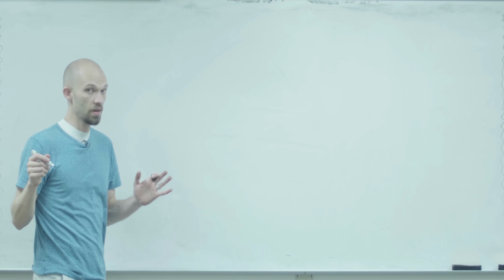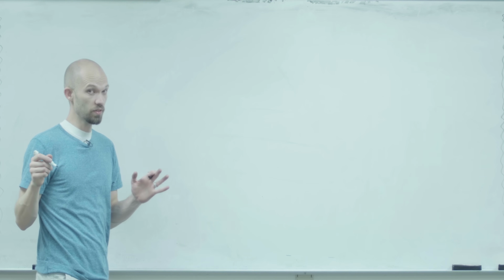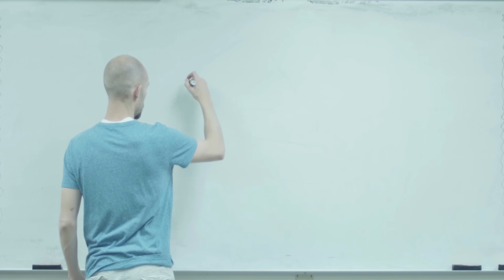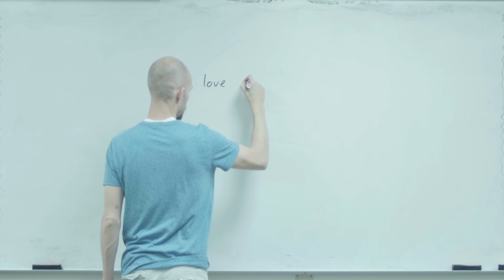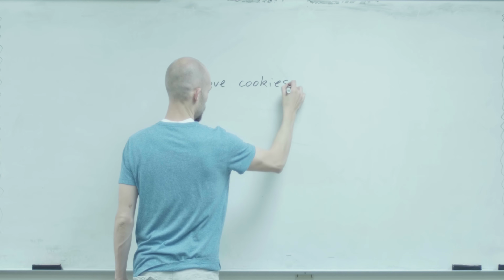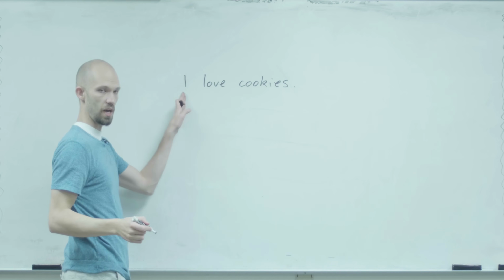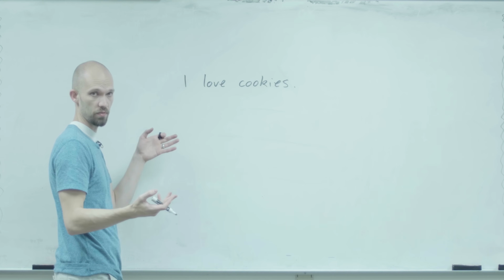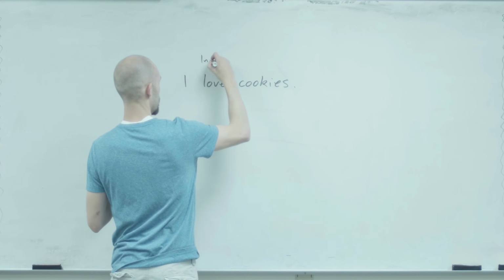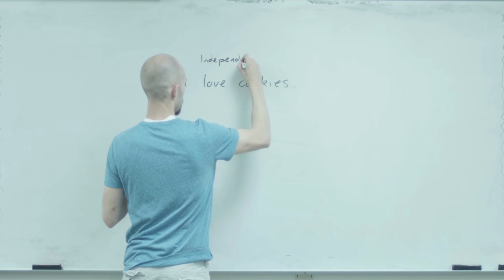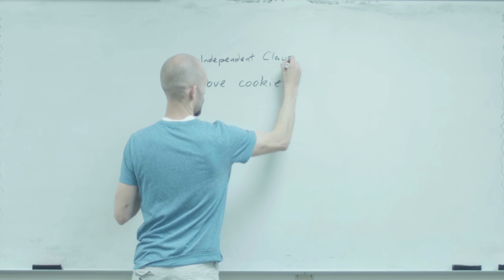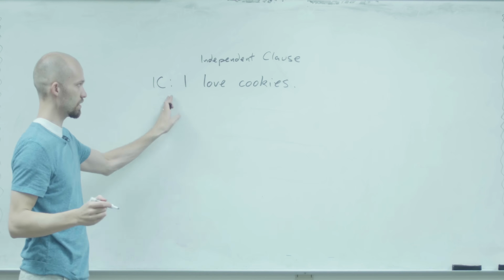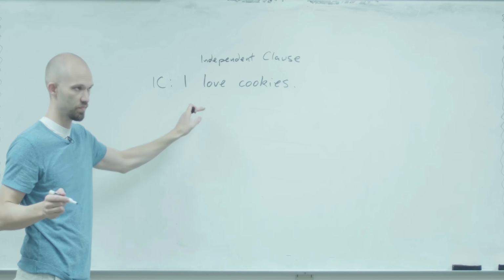All right, it's as simple as this. If you have a complete sentence with a subject and a verb, you have an independent clause. I love cookies. Subject is I, the verb is love, and it's a complete idea. It makes sense by itself. This is an independent clause, or what we will call an IC. Independent clause is a complete sentence.